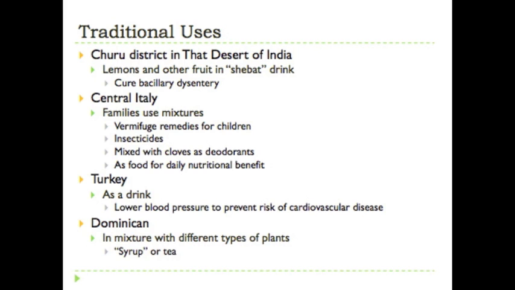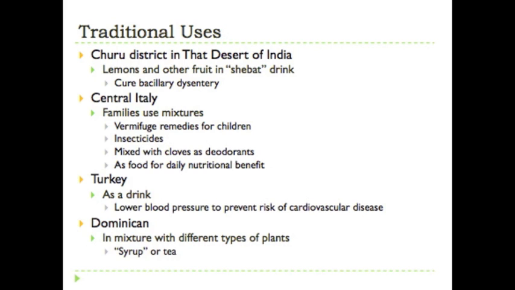Also, lemons were used by families in central Italy for medicinal remedies, as insecticides, and in a mixture with cloves for deodorants. In fact, some families would eat lemons just for daily nutritional benefits. In traditional Turkish medicine, lemon juice was used as a drink that would lower blood pressure and prevent cardiovascular disease.